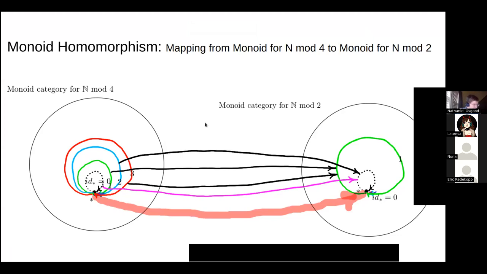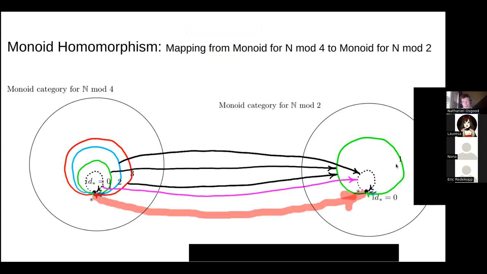If we add 1 and 2 on the left, what do we get? 3. If we add 1 and 3, what do we get? 0. Because we have it. If we add 2 and 3, what do we get? 1. If you add 2 and 2, what do you get? 0. That's right.